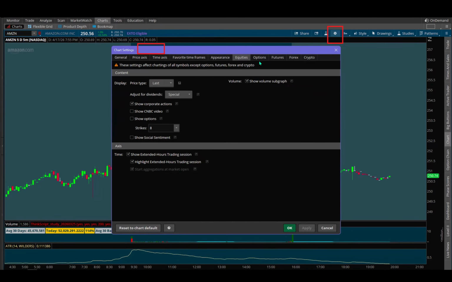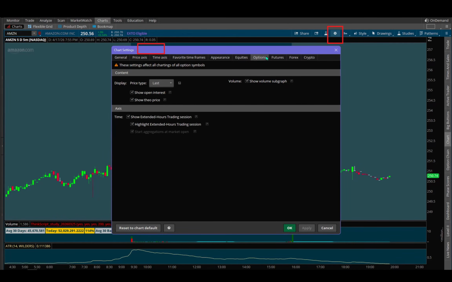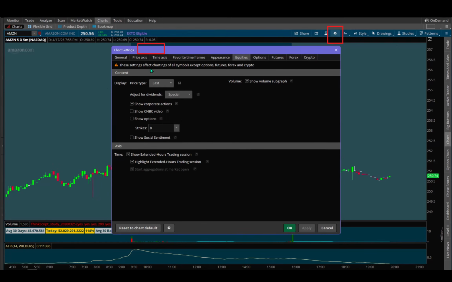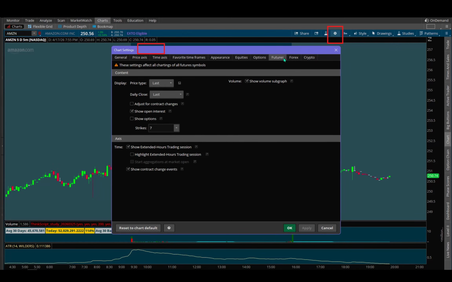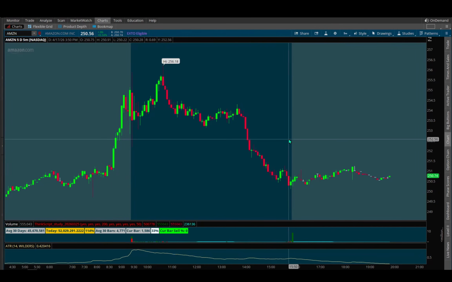Now, there's different things for equities, options, futures, forex, crypto. I don't use any of the other settings here. So again, you could just take a look at how I have mine if you want to copy them, but I haven't changed them or tweaked them, so I don't really look at that as a huge deal. So that is the basics so far.